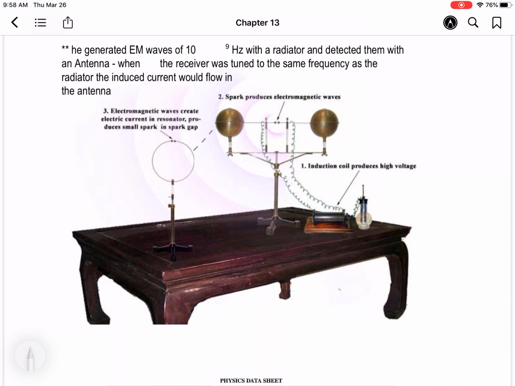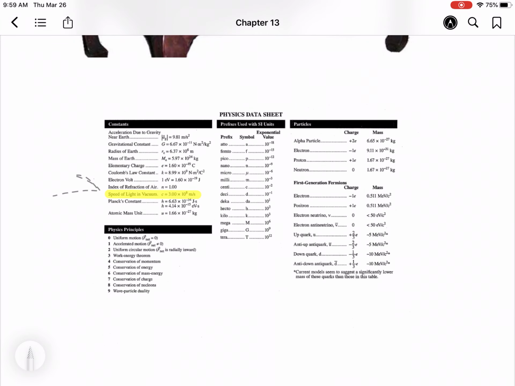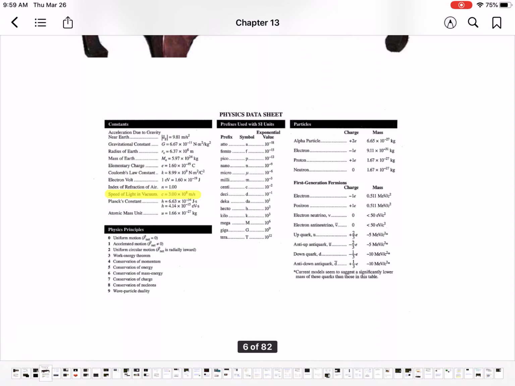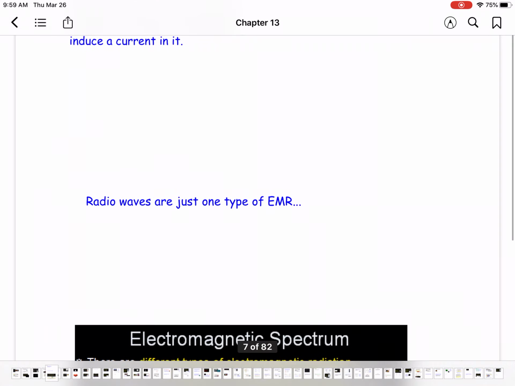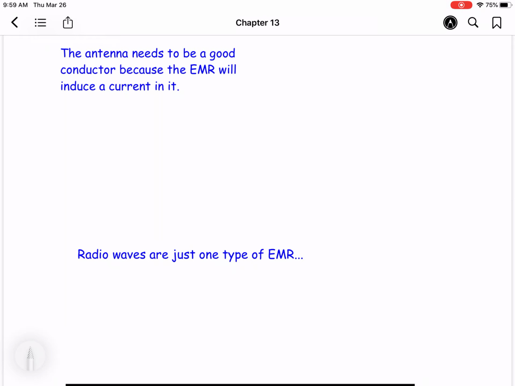So it's interesting that he was sending something through space and it was being picked up. Now we're getting to this concept of how stuff can flow from one object to another that was originally created by a particle, but now is flowing without a medium. There was a medium here, but you didn't need it. There was no physical contact. He also predicted the speed of light in a vacuum using v equals f lambda. The antenna needs to be a good conductor because EMR will induce a current in it.